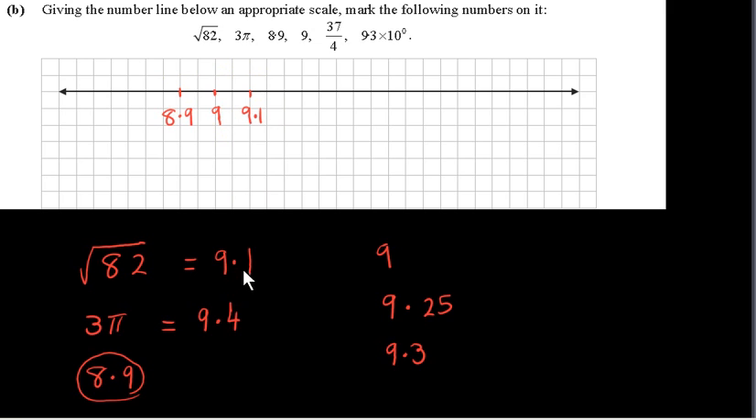That's on our list. 9.25, well, this number is 9.2. This number is 9.3, so 9.25 is here, midway between 9.2 and 9.3. This number here is 9.3. Finally, we have 9.4.